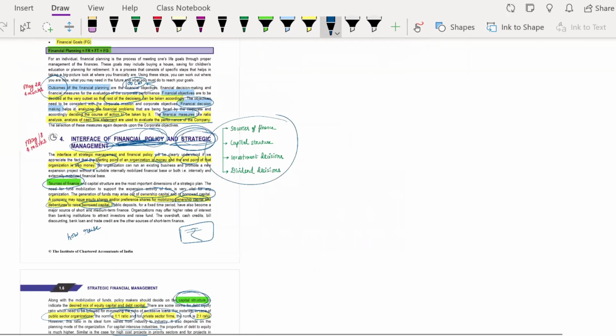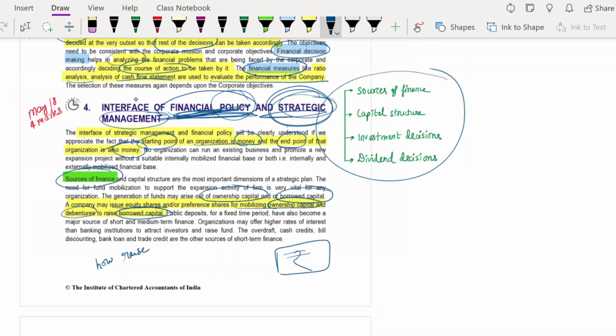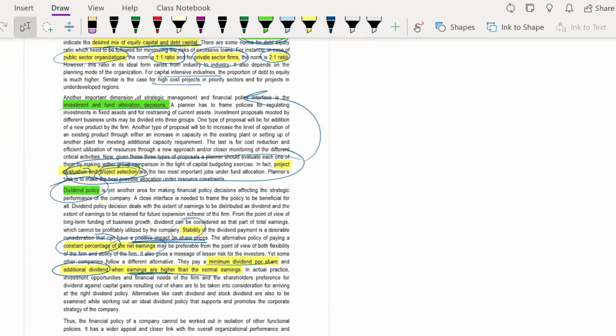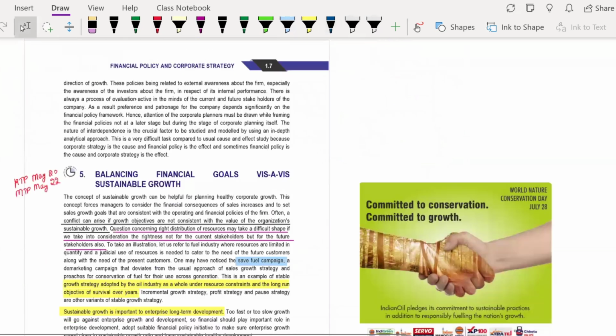If in an exam they are going to ask you, this was a question in May 18 which came for 4 marks, that you have to explain the financial policy and strategic management. So here you will explain it in the aspect of these 4 points: sources of finance, capital structure, investment decision, and dividend decisions. So you can once read through it. I've just given you an overview. The content is more here. Once you read through it, you will be able to understand what you can write in the exam. The main important keywords I've explained to you here. Now moving on.